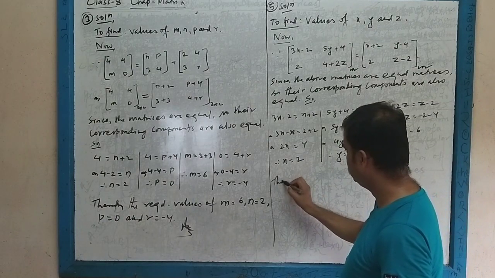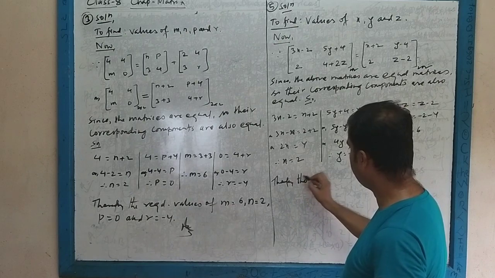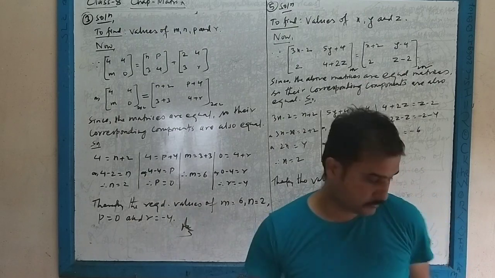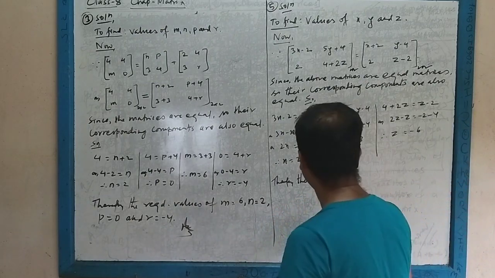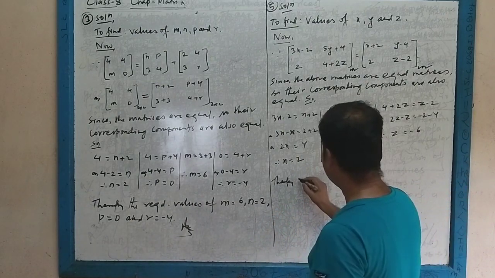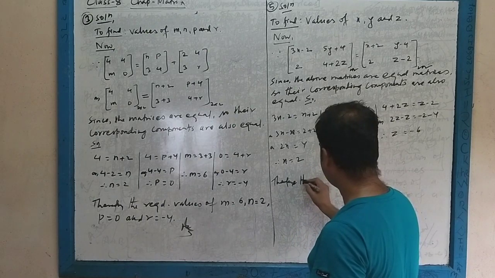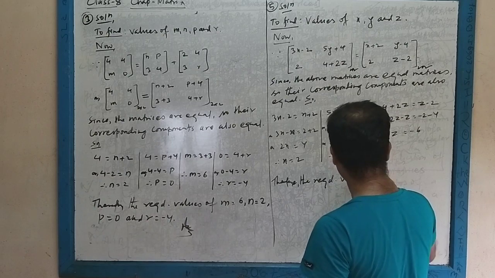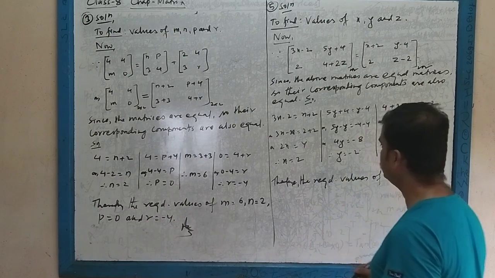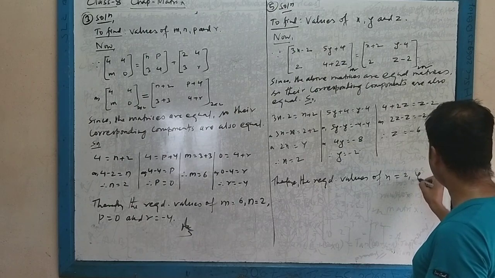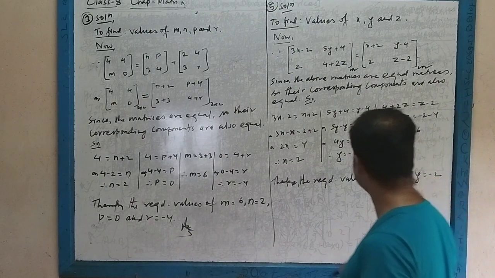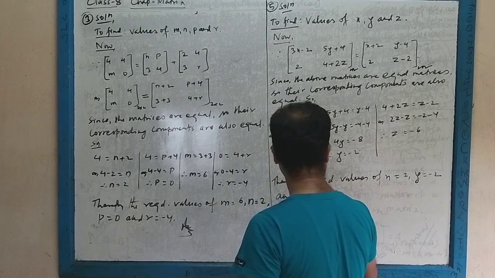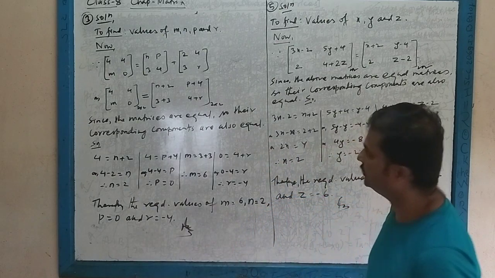Therefore, the required values are x equals 2, y equals minus 2, and z equals minus 6. Full stop. This is the answer.